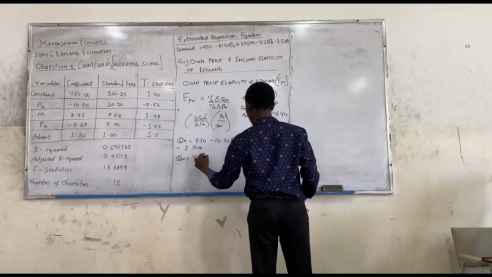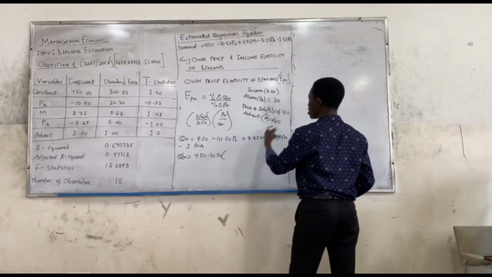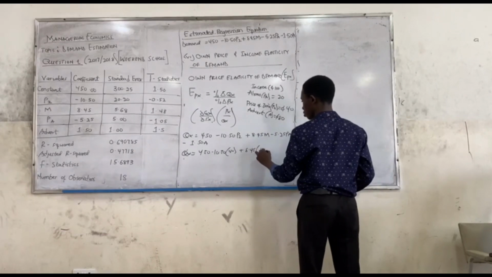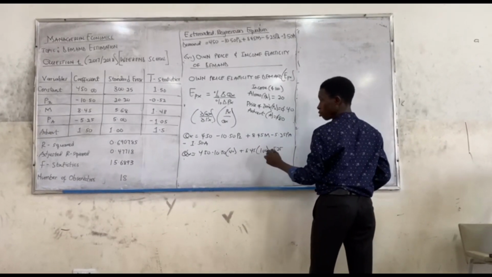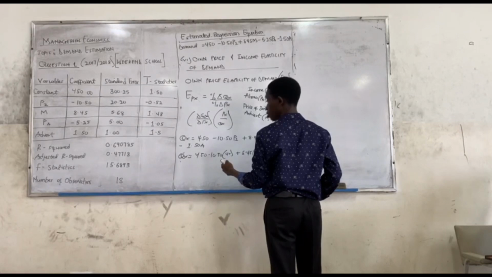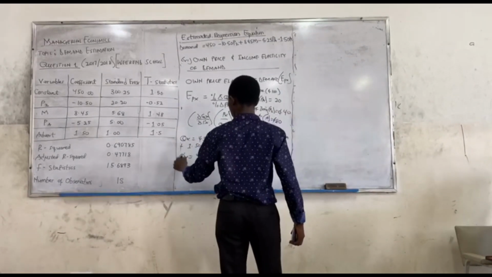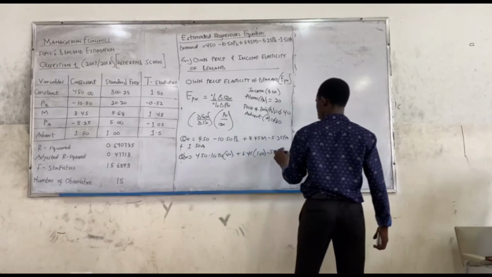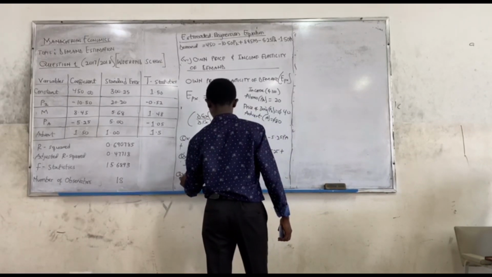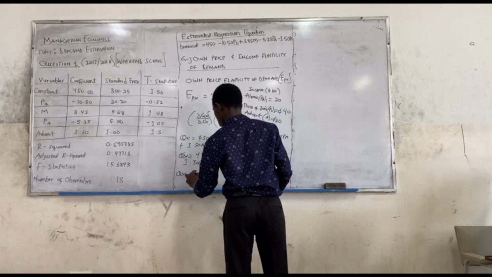QX 450. $10.50. PZ 46. Income 100. So 450.